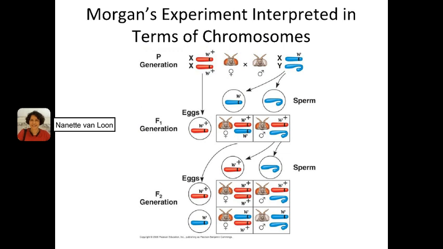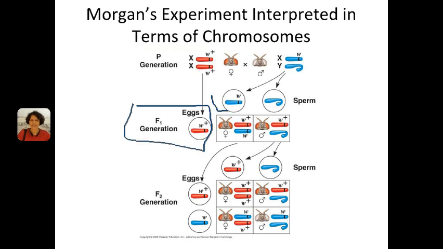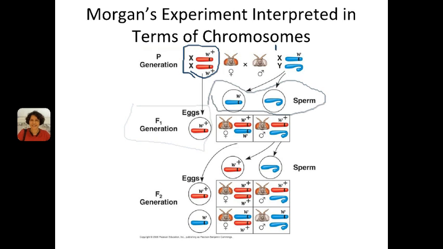When the members of the P generation made their gametes, in other words, these eggs and these sperm, the female only made 1 kind of gamete because she is homozygous in the X chromosome. The male made 2 kinds of gametes because he has 1 X and 1 Y chromosome.